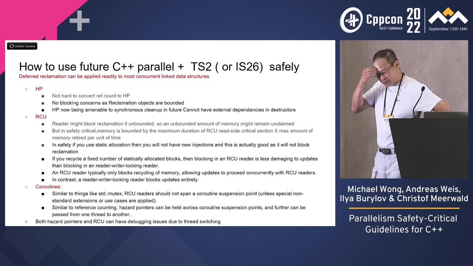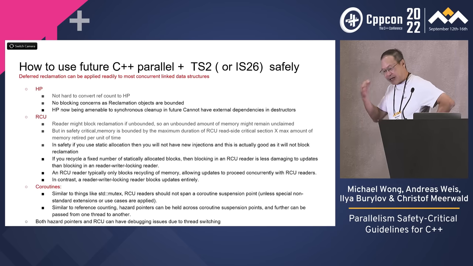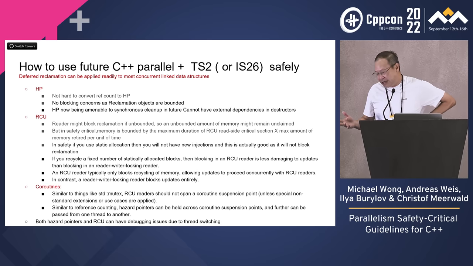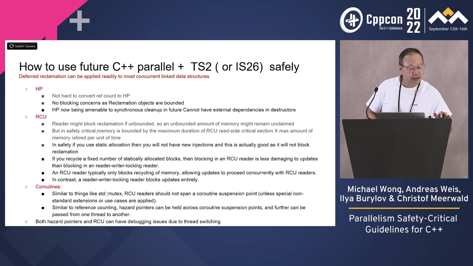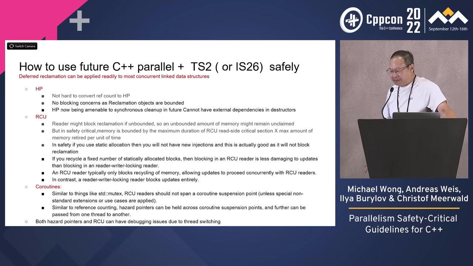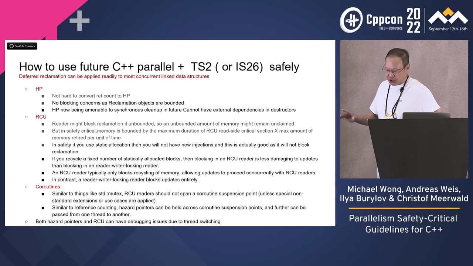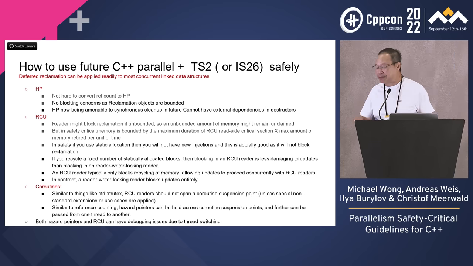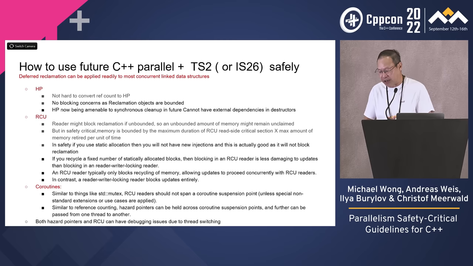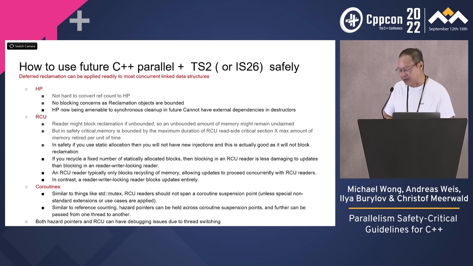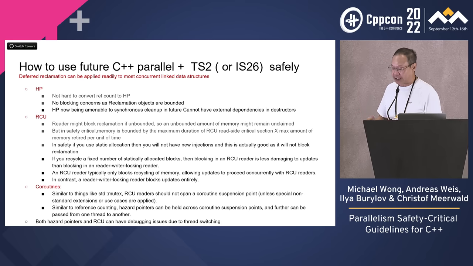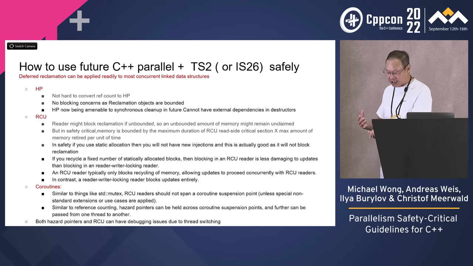I am the TS2 editor, and what is coming has hazard pointers and RCU. And as I said before, some of that is going to target C++26. The beauty of deferred reclamation in TS2 is that it can be applied readily to most concurrently linked data structures. And it's not hard to convert reference counting to hazard pointers. There are no blocking concerns, because reclamation objects are bounded, and hazard pointers are amenable to what's called synchronous cleanup in future.